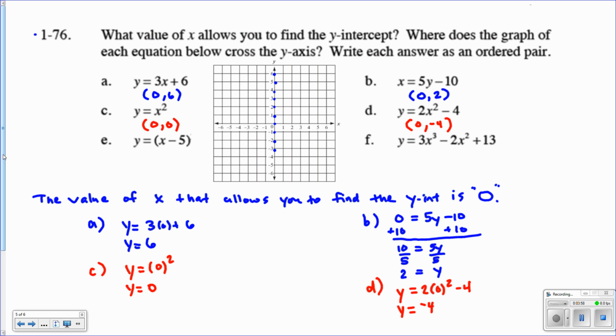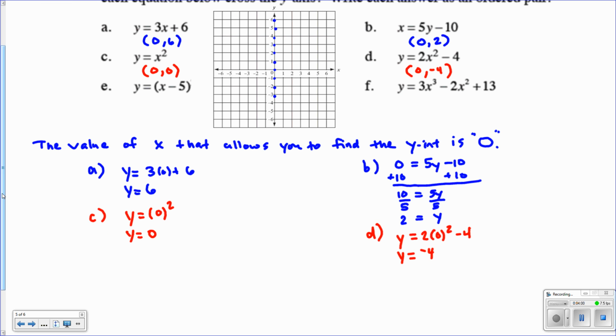Letter E. Move up a little bit here. We'll switch colors one more time. Letter E. y equals the quantity x minus 5. Well, if we plug in our 0 here, 0 minus 5 is negative 5. We get y equals negative 5. So this one here would cross through the point 0, negative 5. So it would be right down here where it crossed through. So our y-intercept would be the point 0, negative 5.